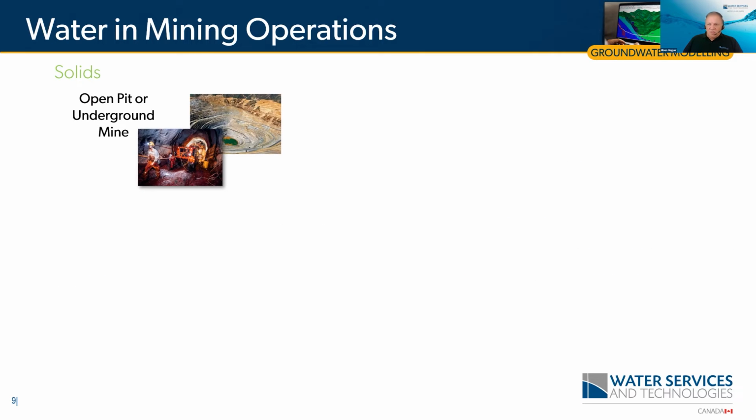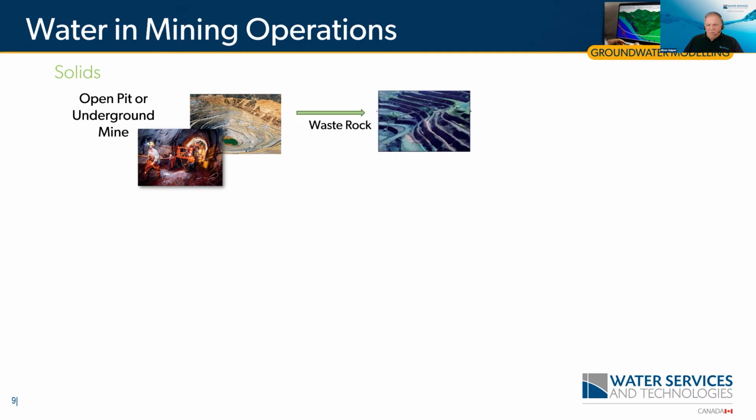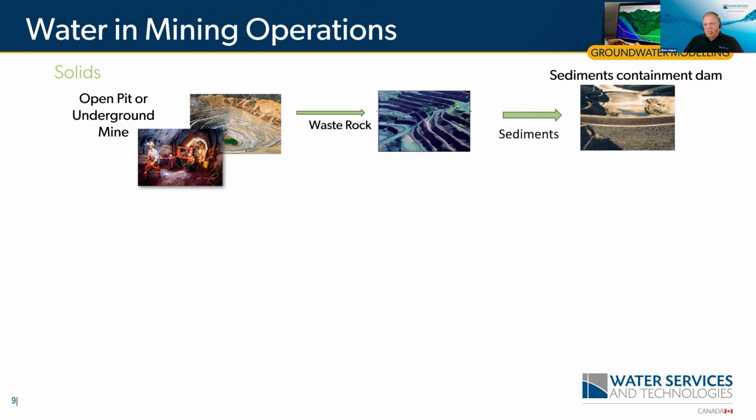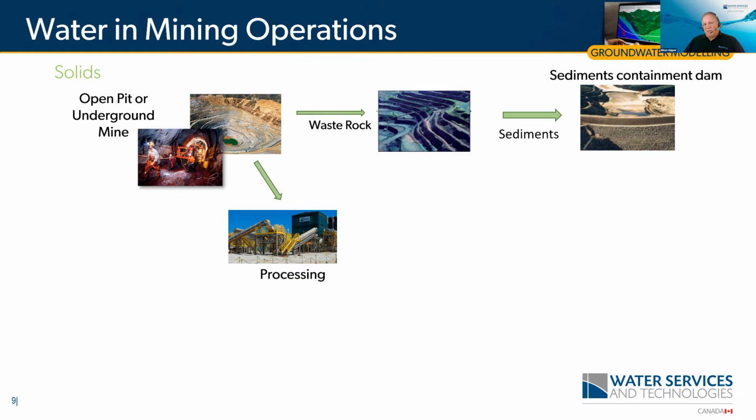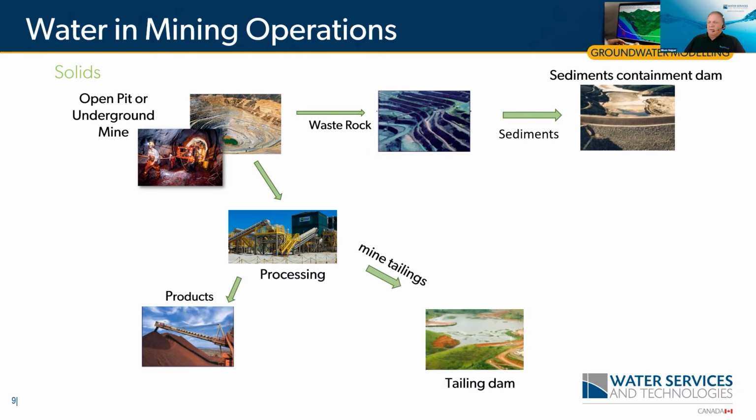You take material from either an open pit or underground mine. What do you do with this material? A lot of it is just where the ore is not, so it becomes waste rock. The waste rock, of course, produces some sediments. And the material that has some ore content that's worthwhile goes to processing. Part of that material becomes products, and part of the material becomes tailings and goes typically to mine tailings.